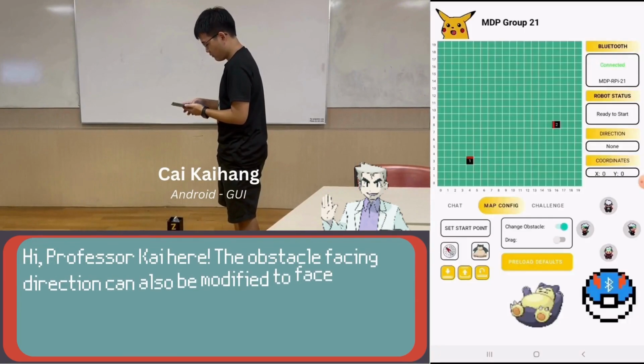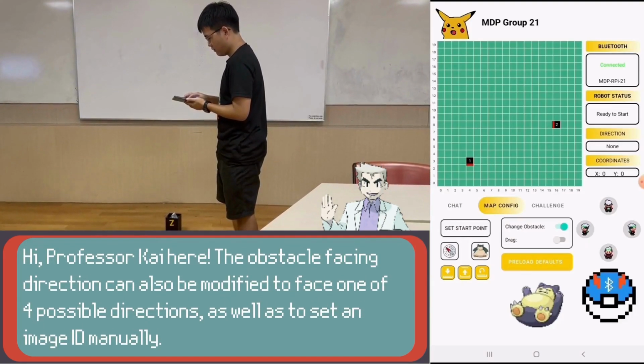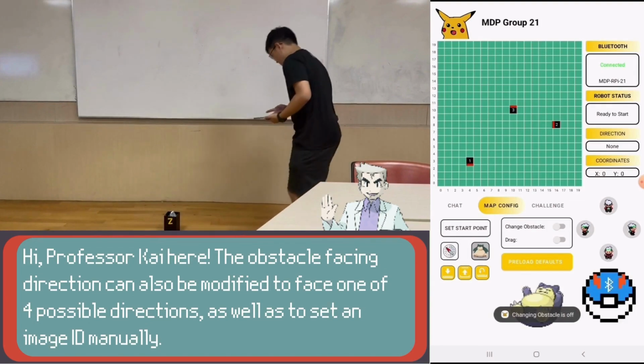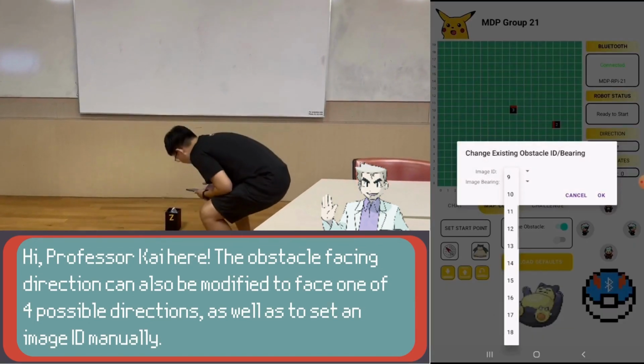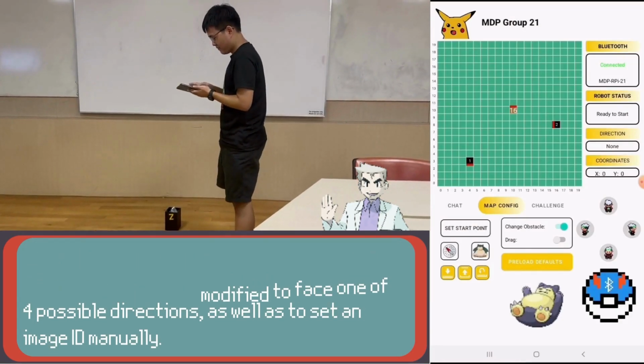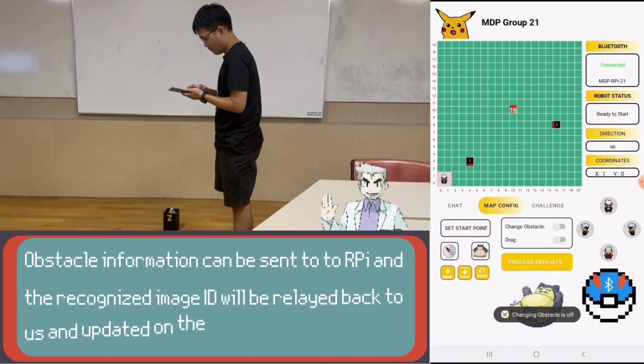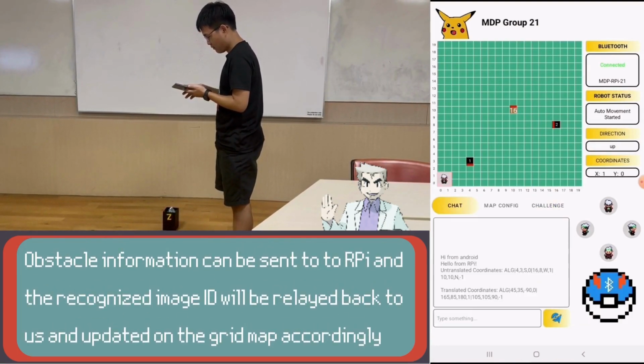Hi, Professor Kai here. The obstacle placing direction can also be modified to face one of 4 possible directions, as well as to set an image ID manually. Obstacle information can be sent to the RPi, and a recognized image ID will be relayed back to us and updated on the grid map accordingly.